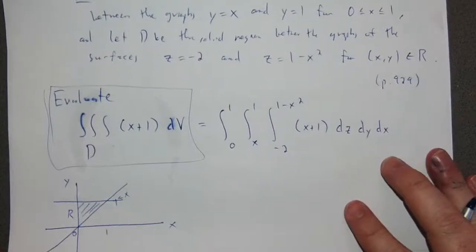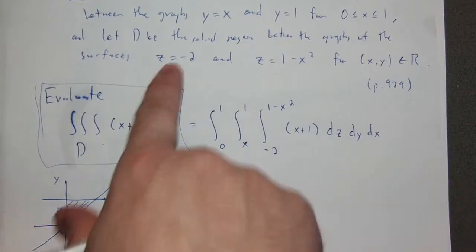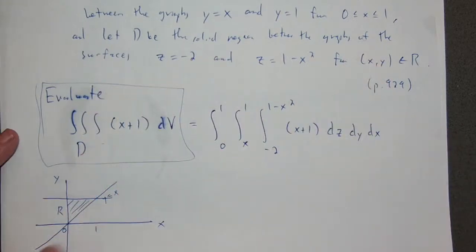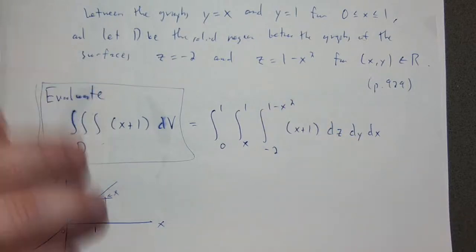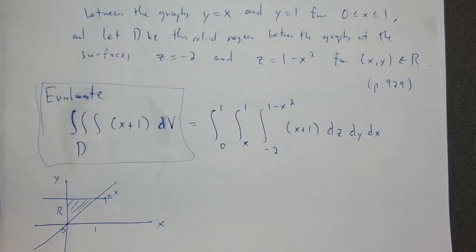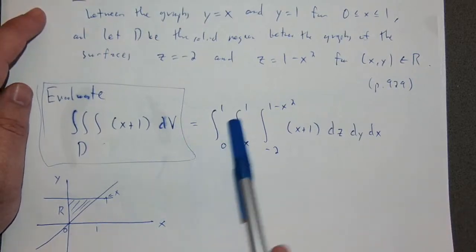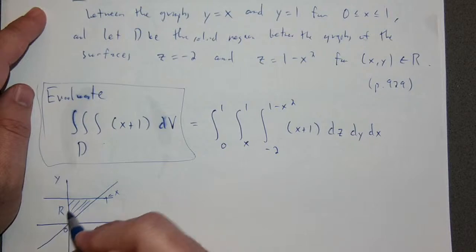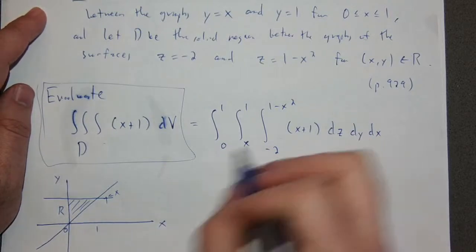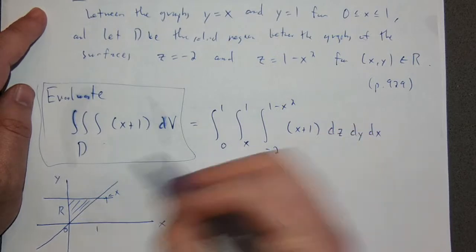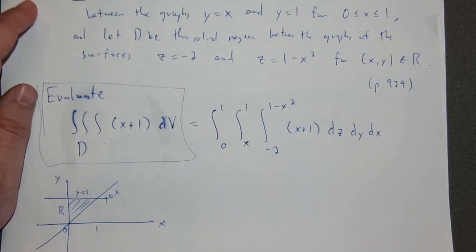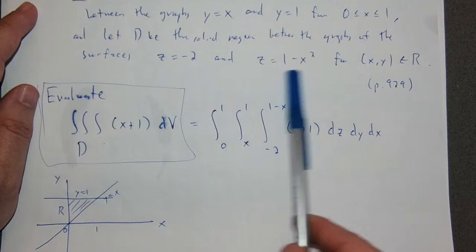So I have this triangular region R below, and D is the solid region bounded between the graphs of z equals minus 2, that's a plane, 2 units down, and z equals 1 minus x squared, which is this weird parabolic sheet above R here. All right, and so that's the D that I'm integrating over. So this is the double integral over R, so that's why y equals x is the lower bound, viewing this as a vertically simple region. So this is the integral from 0 to 1, from x to 1, because my top function here is y equals 1, and z is bounded between the graphs of minus 2 and 1 minus x squared.